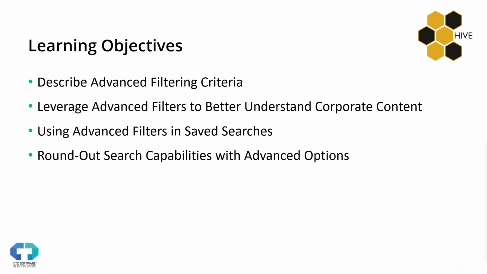So we're going to go over a couple of things. I'm going to describe what the advanced filtering criteria is, what it means. We're going to leverage it so we can better filter some of that corporate content, especially again for us admins. We are going to use it for some advanced filters and a little bit in saved searches. And as a part of that, we're going to talk about how you can round out your search capabilities using these advanced options, and once again, in some cases, even obscure it from the end users because they probably won't pay attention to it, and yet you can use this to give them better results.